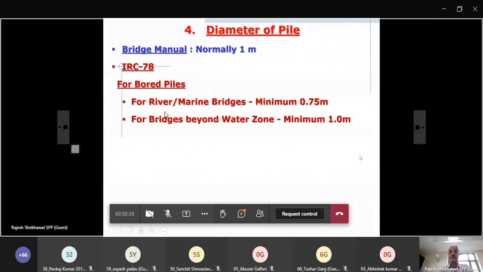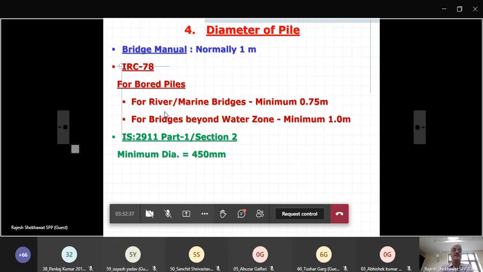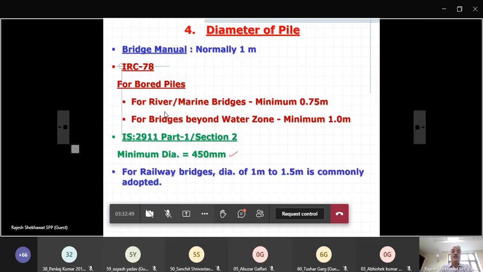This is the IRC provision. And IS code 2911 part 1 section 2 of course says something too, but for the IS code, we must appreciate one thing: IS code is primarily from the building point of view. Even though it is not stated anywhere, it is mostly from the building point of view. And that's why it says minimum 450 mm. In bridges, you will never see 450 mm anywhere.